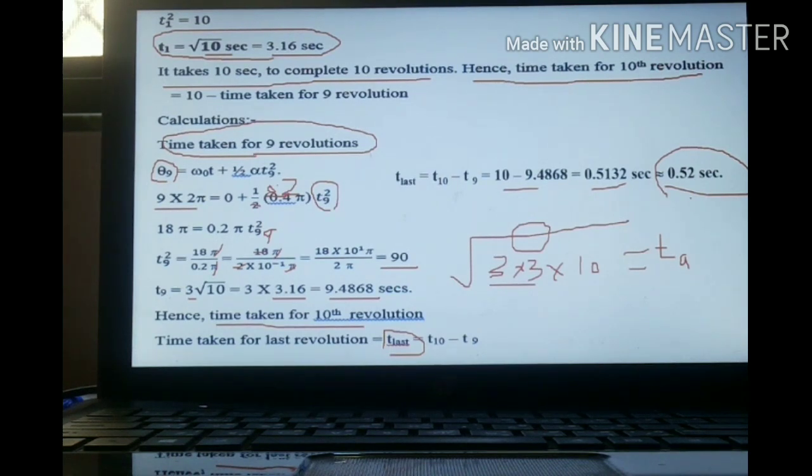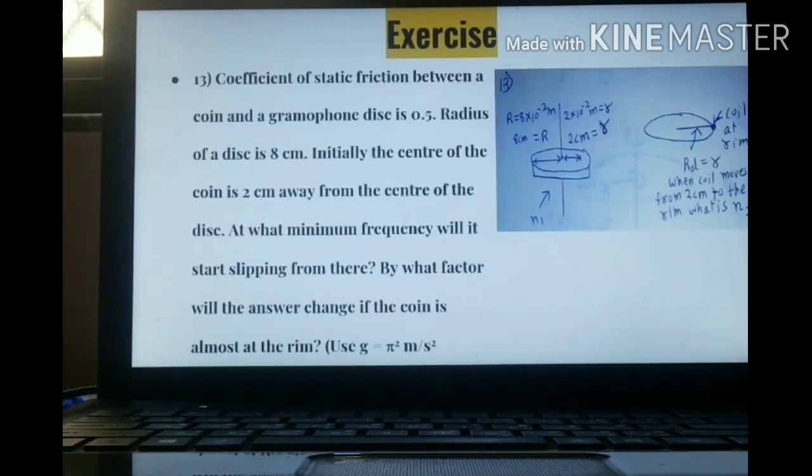I hope that everybody has understood this one. Let's proceed to the next one.